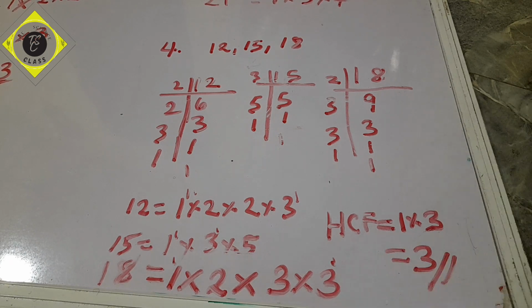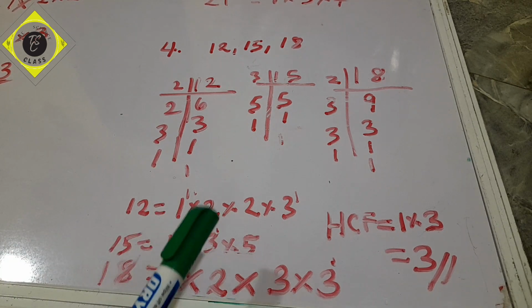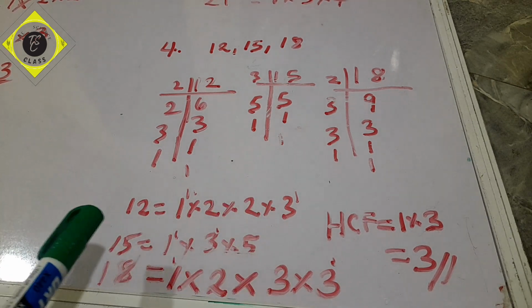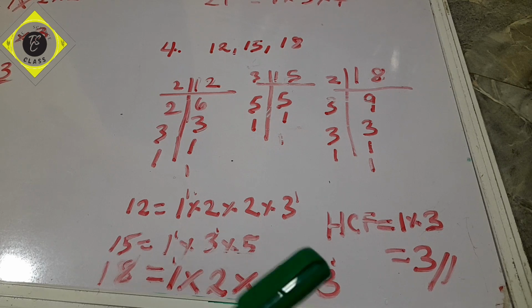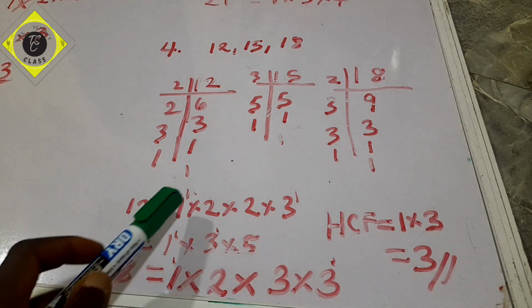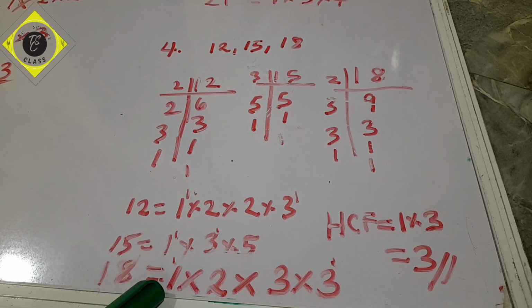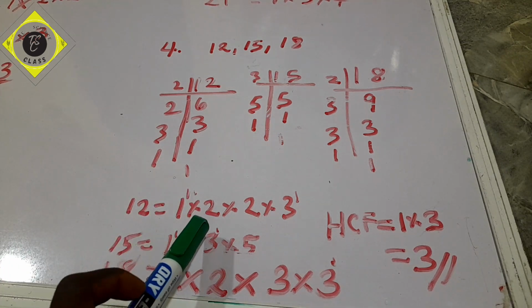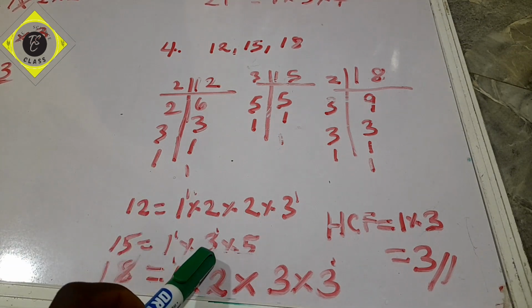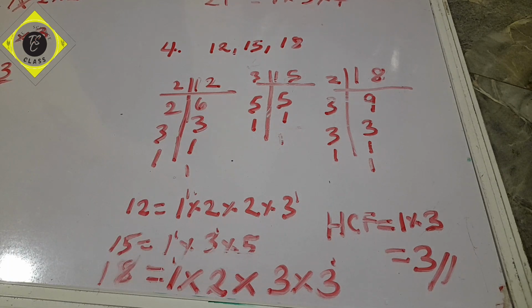So the factors of 12 are 1 times 2 times 2 times 3. 15 are 1 times 3 times 5. 18, 1 times 2 times 3 times 3. That's 18. So here now, you can see that 1 is common to all of them, of course. Then there is 2 here. There is no 2 here. So 2 is out of it.